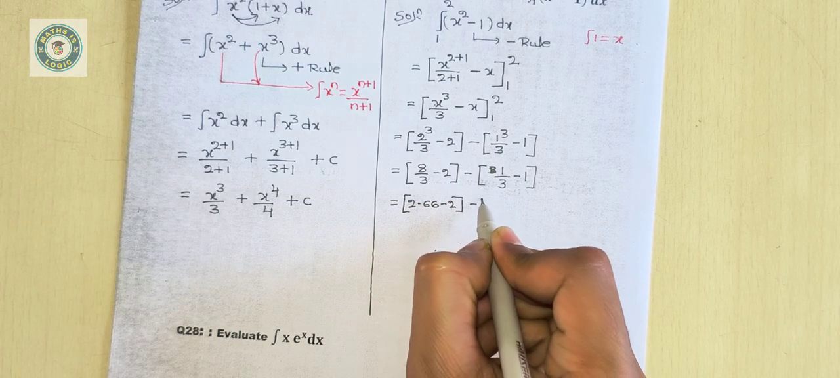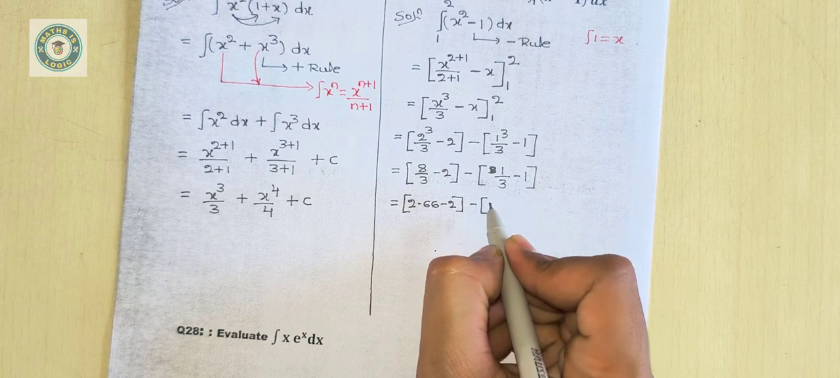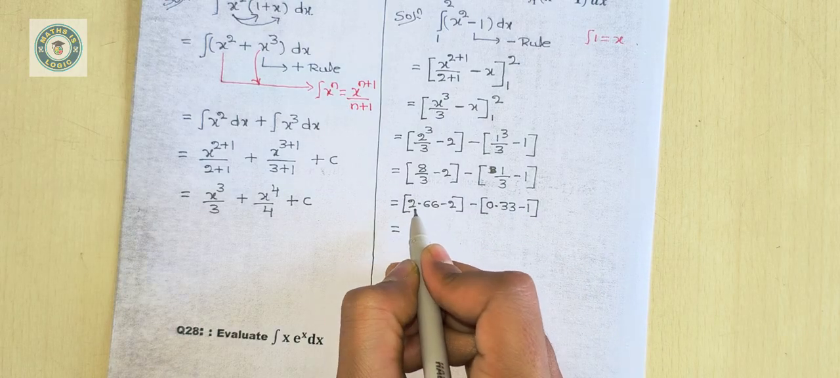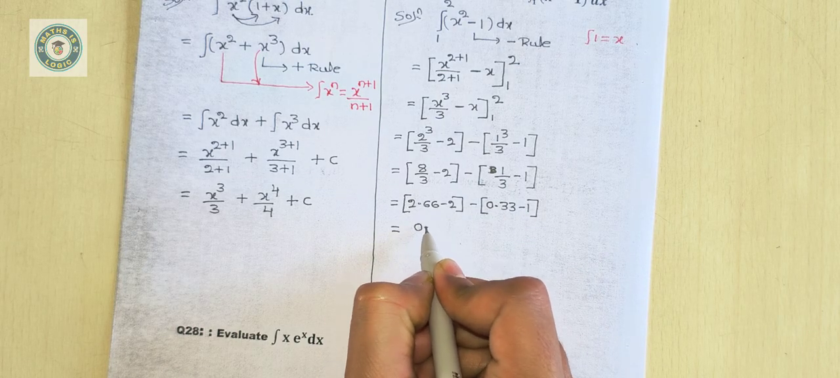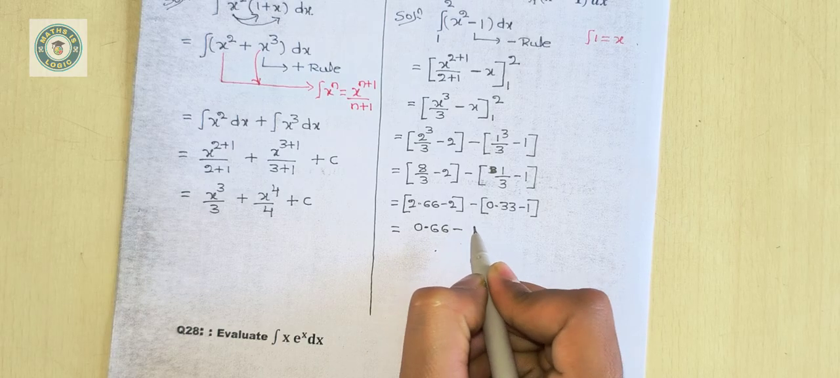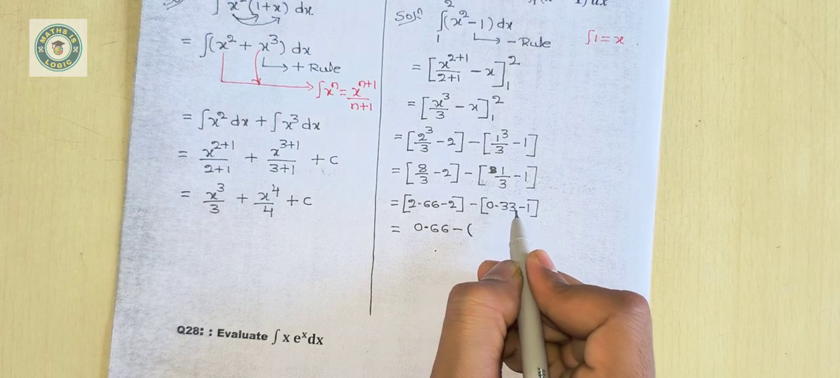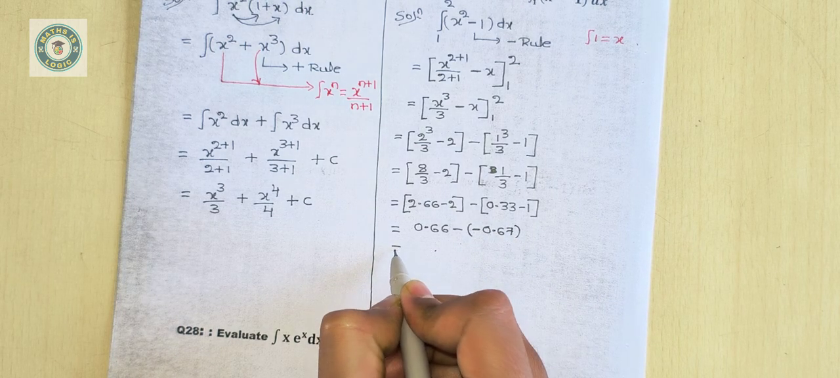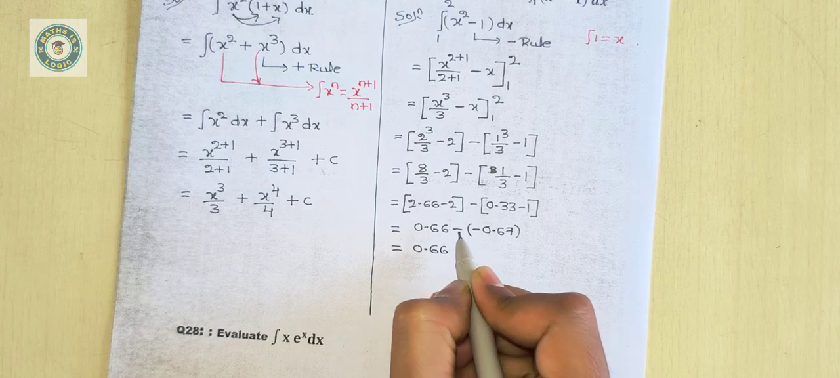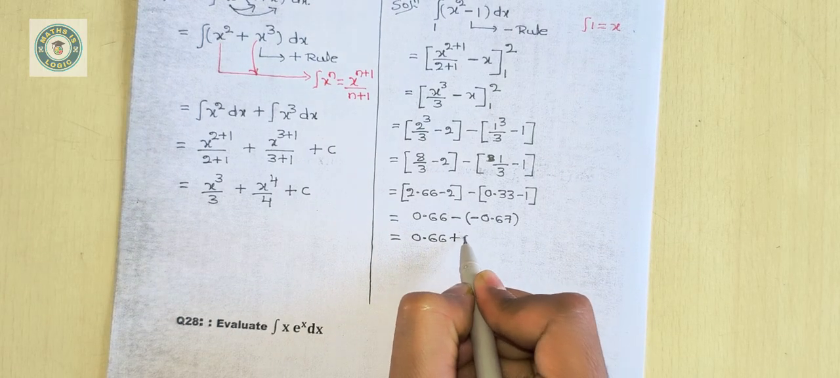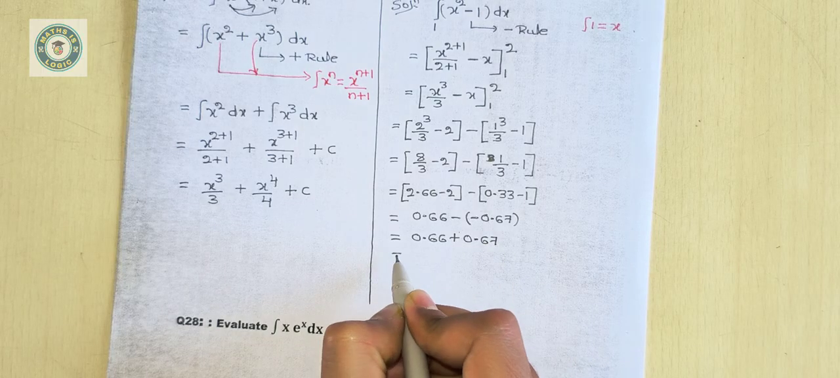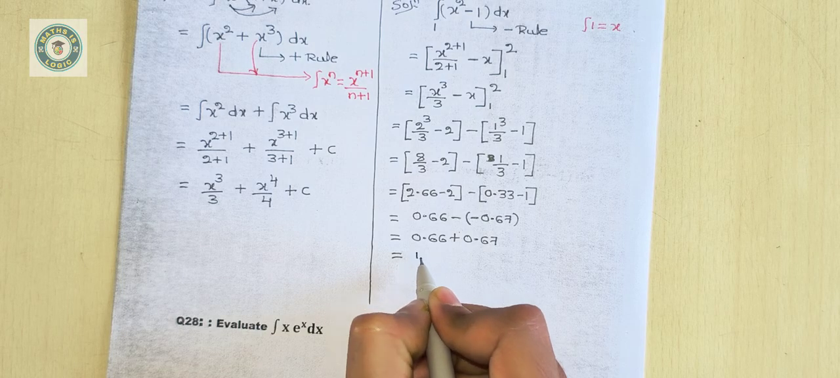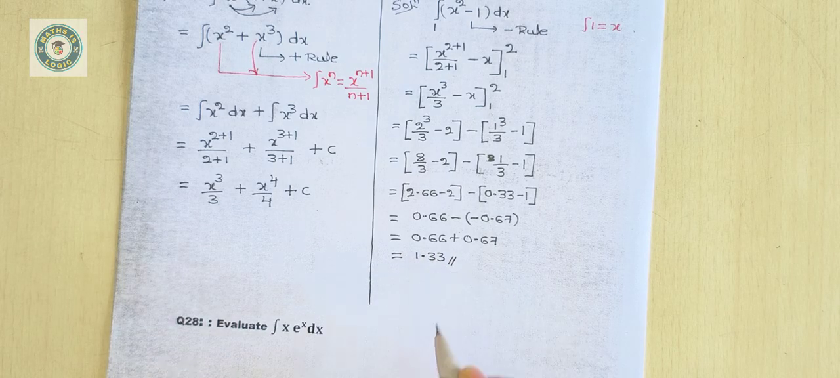Minus 2, minus 1 divided by 3, if you do it, it will show you 0.33, minus 1. Next, 2.66 minus 2 is 0.66. Next, minus again in bracket, 0.33 minus 1 is minus 0.67. Therefore, 0.66, minus into minus goes to what here? Plus 0.67. Therefore, what is the final answer? 0.66 plus 0.67 is what? 1.33. So this is the final answer.